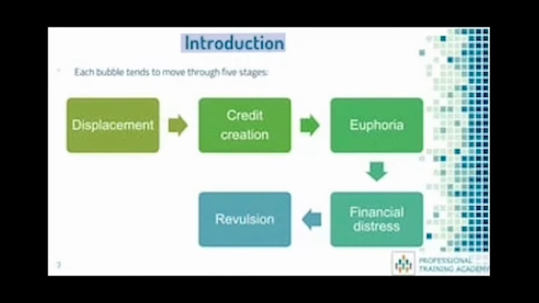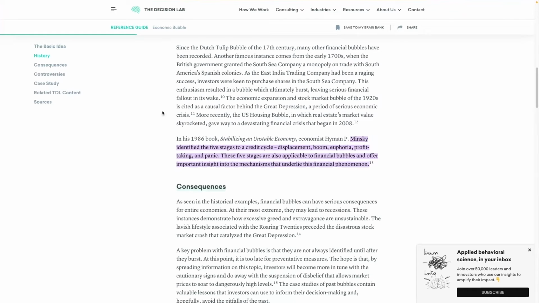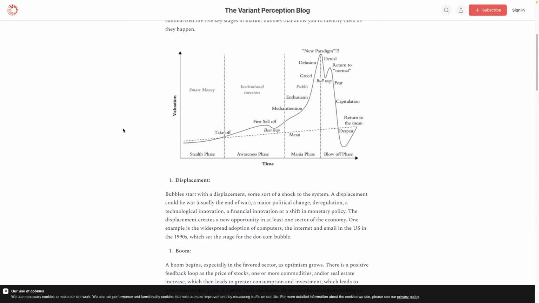So there's different ways of looking at it. You can see, if you look at a few different definitions, this is Minsky's. You see a lot of Minsky's reports. So you get this displacement. That's the new technology. Boom, euphoria. That's kind of credit creation, euphoria. Profit taking, that's the financial stage. Critical distress, insider selling, and panic. So it's kind of the same way of really saying a different thing.